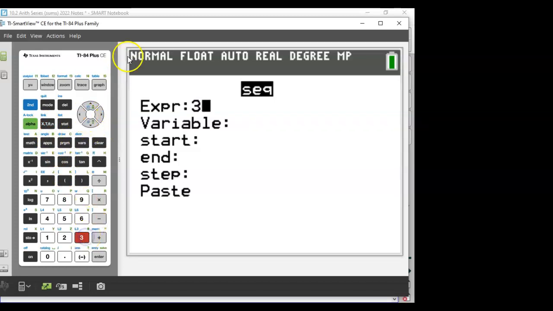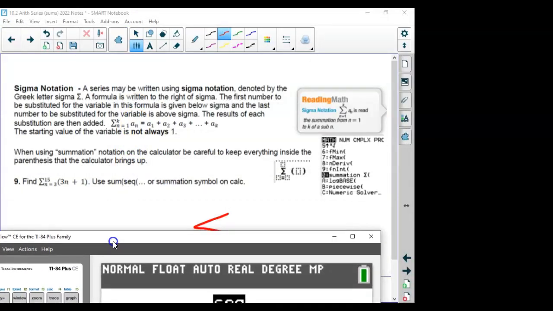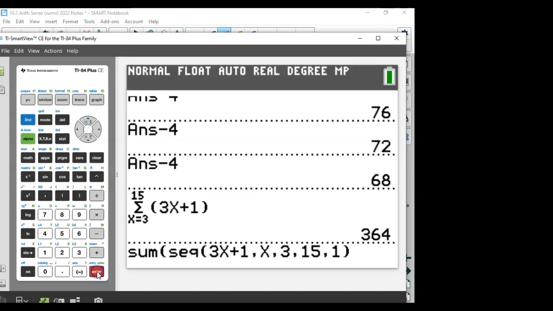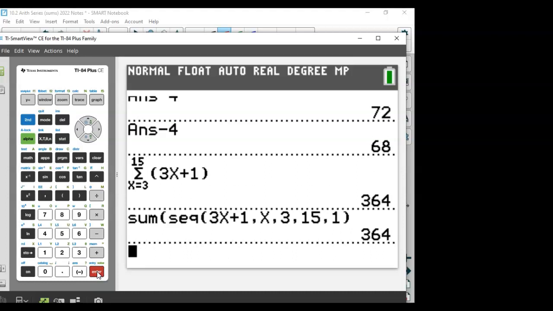What was the sequence, guys? 3x plus 1. You type 3x plus 1, comma, x, comma, was it 3 through 15? The step is we're counting by ones. You don't have to put that in, actually. And this is what it will look like on the screen, and it should give you the same thing.